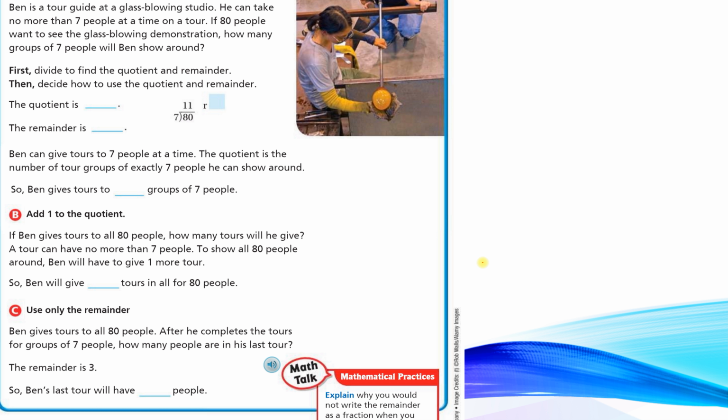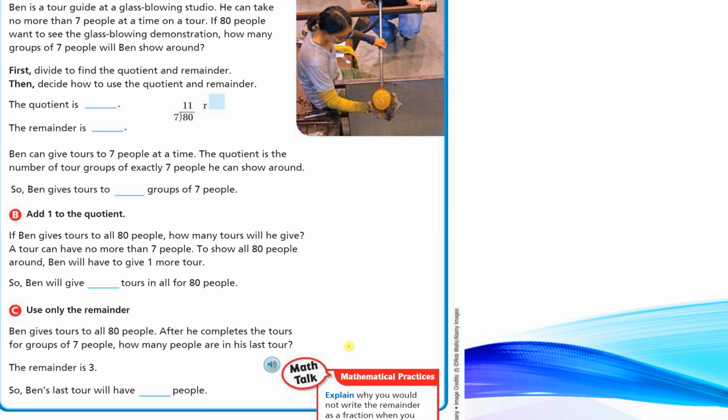Okay, let's look at the next page. This is another way to interpret remainders. So we're doing division problems just like we were yesterday and the day before, but now we're trying to figure out how we should write this remainder in terms of the type of problem we're solving. So let's take a look at this one.